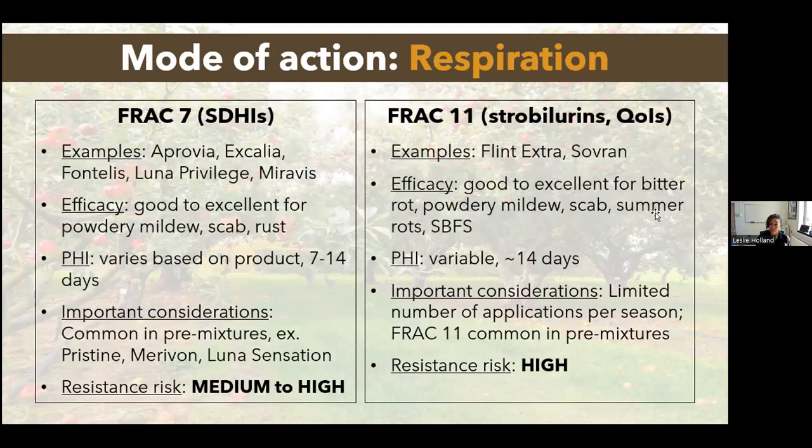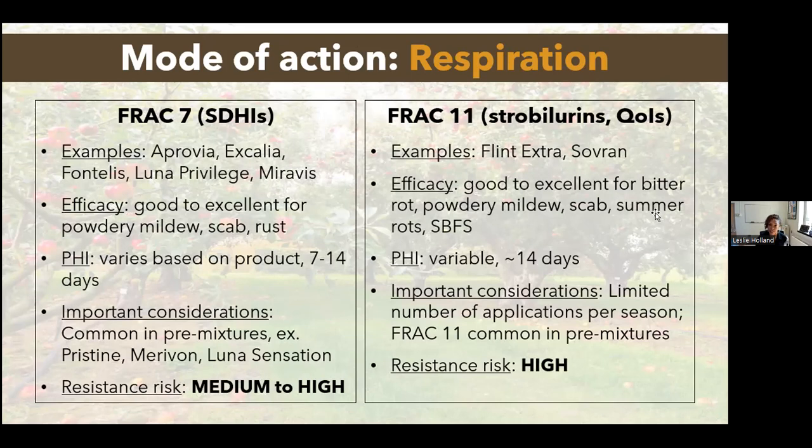So mode of action, we're going to talk about respiration. This is respiration of the fungus in particular. We've got FRAC 7, which are SDHI fungicides, as we typically refer to them. I've listed a couple examples for you there that we use in apple. Again, not an exhaustive list. These are rated as good to excellent for powdery mildew, scab fungi, as well as rust fungi.